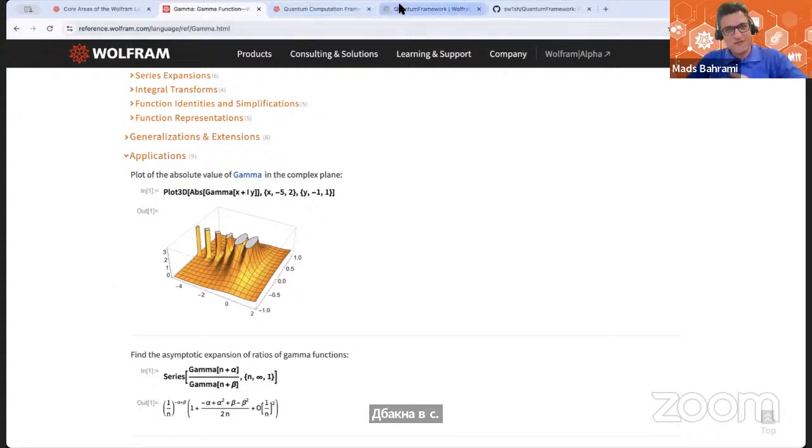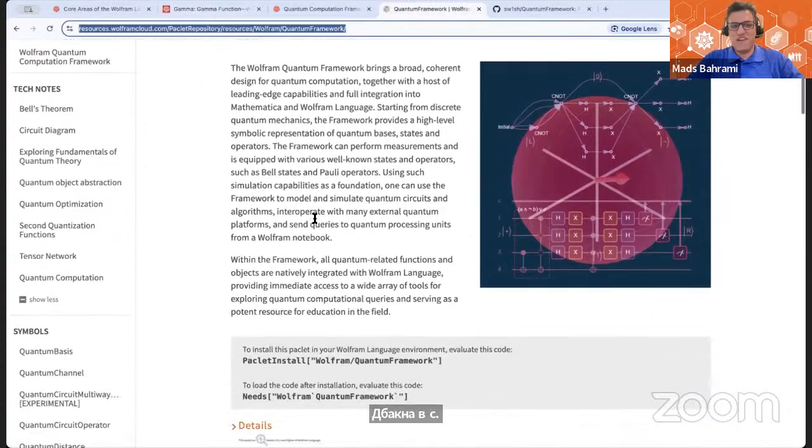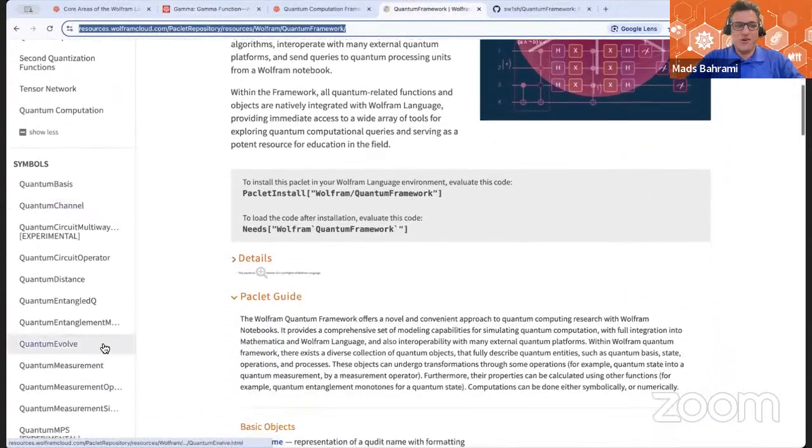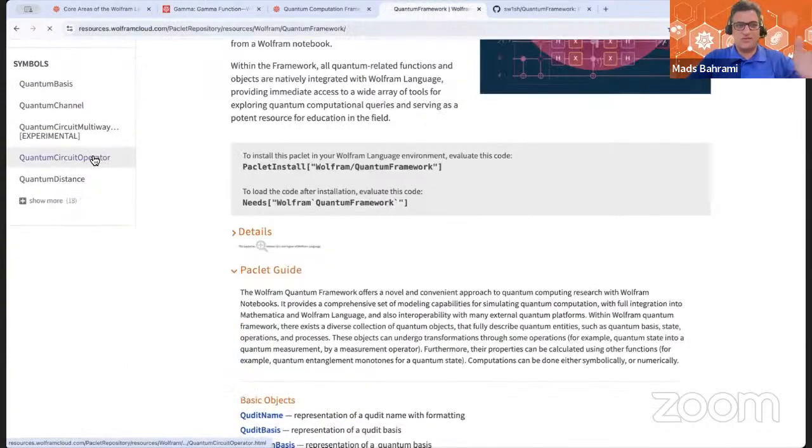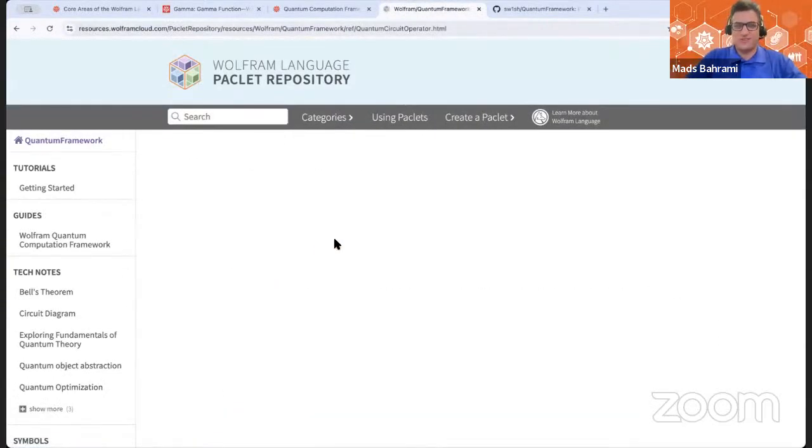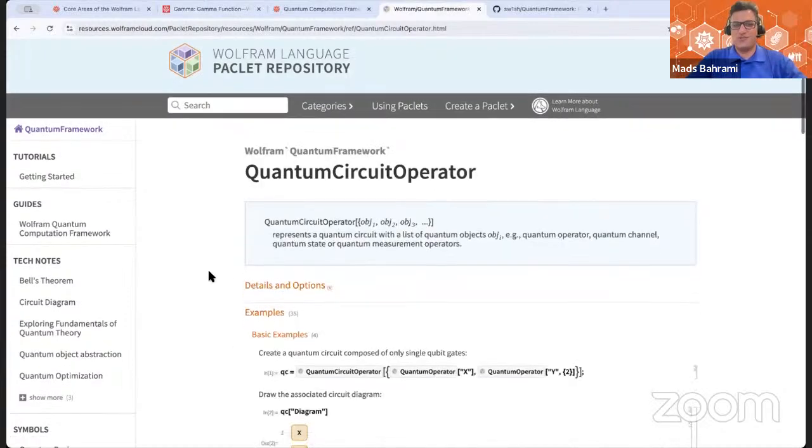And that goes, of course, for our quantum framework. We have very detailed documentation that covers literally everything. For example, let's go to the quantum circuit operator. We are going to talk about that. I just want to show you the documentation that we have.